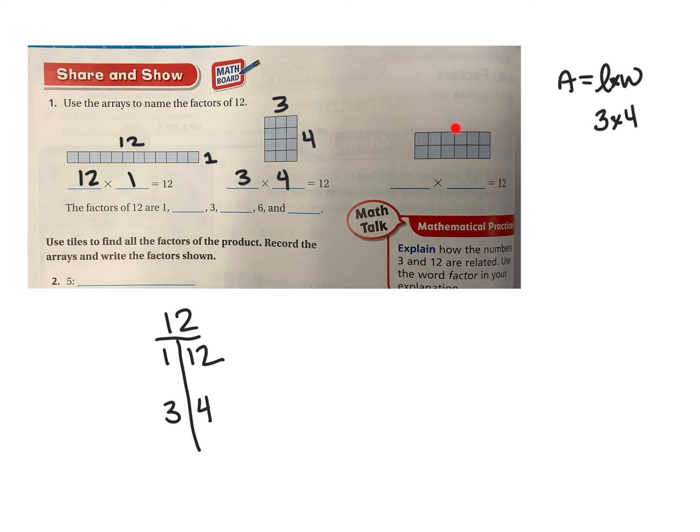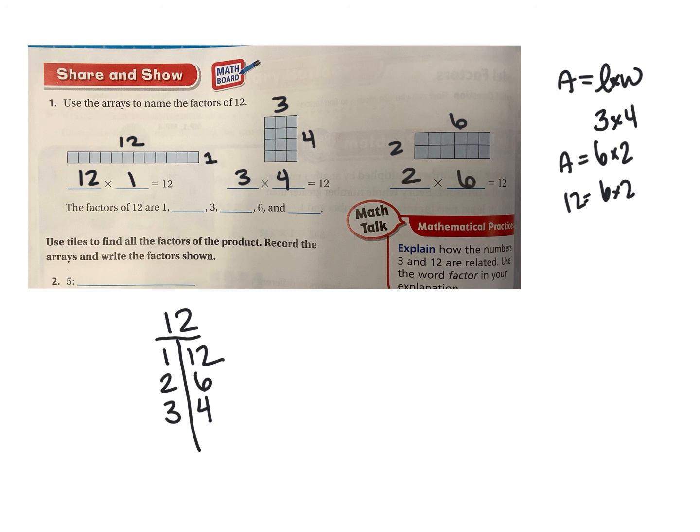They did this over here. We have 2 rows with 1, 2, 3, 4, 5, 6 columns. The length is 6. The width is 2. So the area is 12, which means there are 12 boxes inside. The whole section is covered by 12. And that means our factors are 2 and 6.